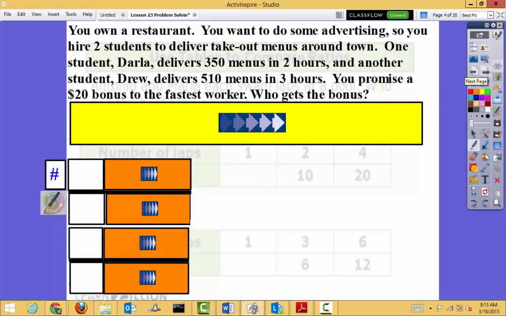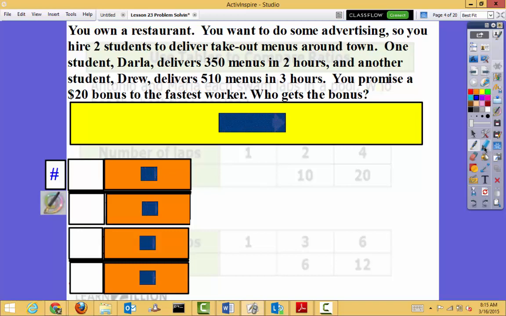Let's try this problem. You own a restaurant. You want to do some advertising, so you hire 2 students to deliver takeout menus around town. One student, Darla, delivers 350 menus in 2 hours, and another student, Drew, delivers 510 menus in 3 hours. You promise a $20 bonus to the fastest worker.